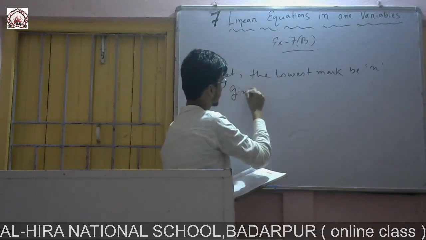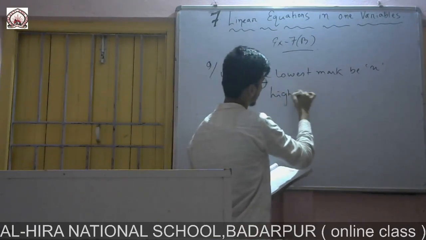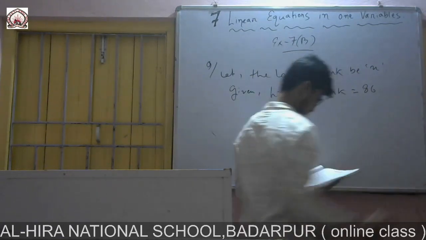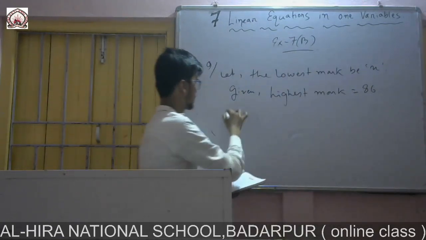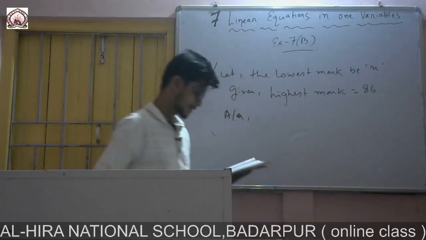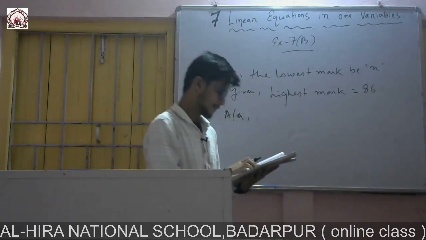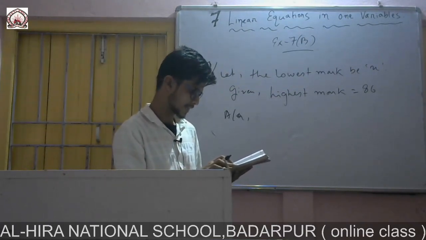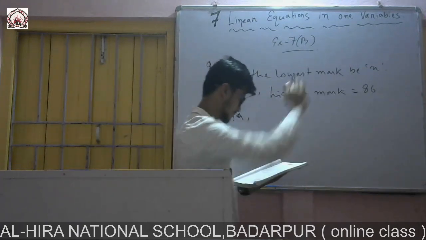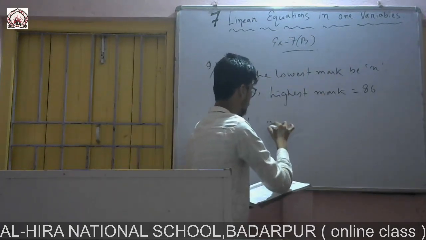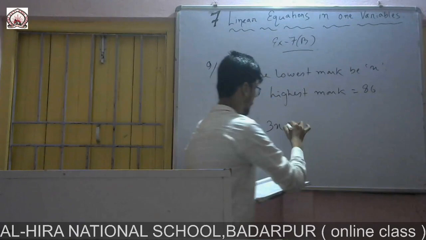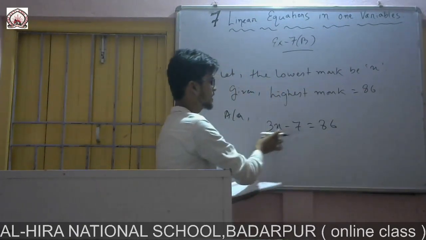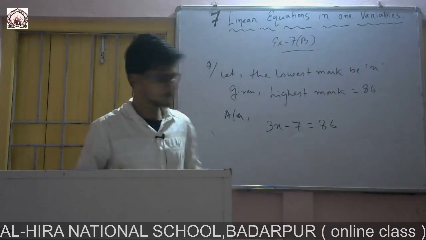Given, highest mark is equal to 86. The highest mark is given. Now you write according to the question that the highest mark obtained by a student in our class is 3 times the lowest mark minus 7, which is equal to the highest mark. If you do this, you will get the highest mark.